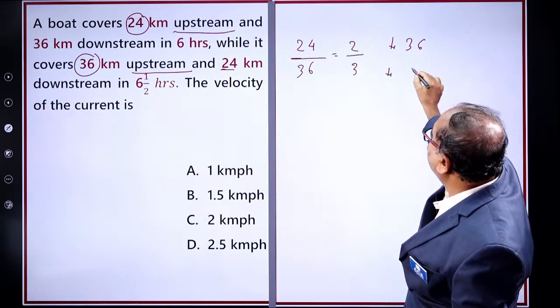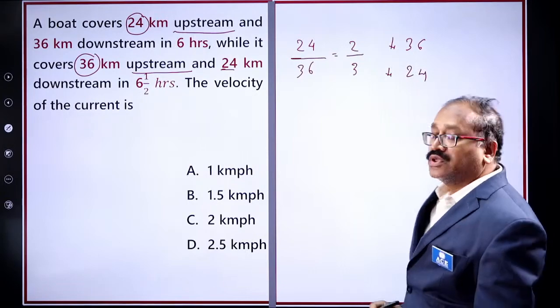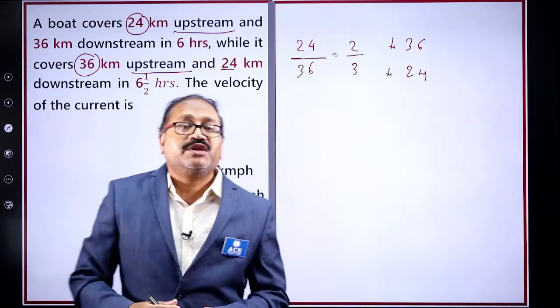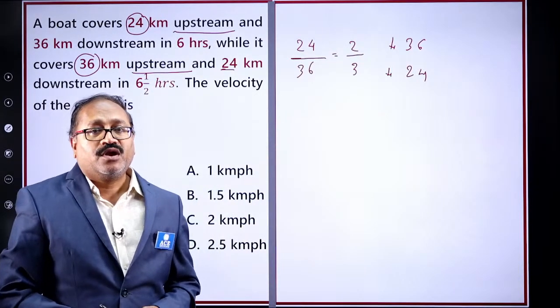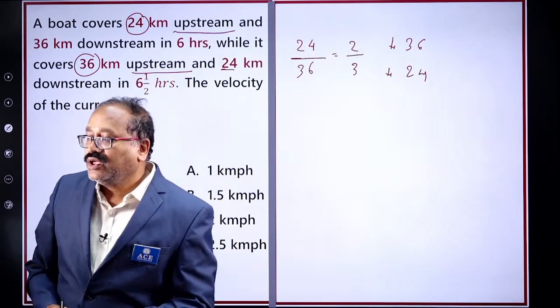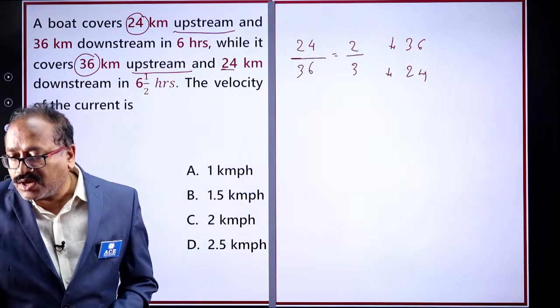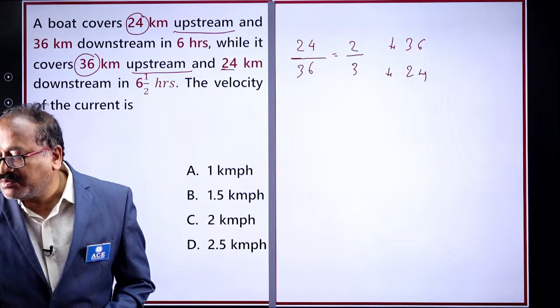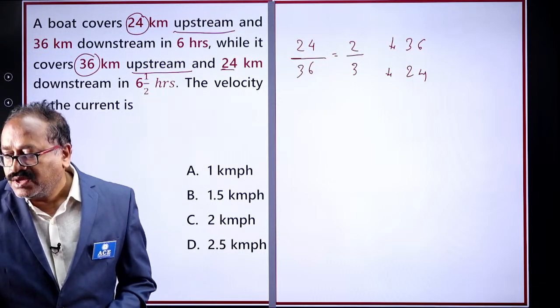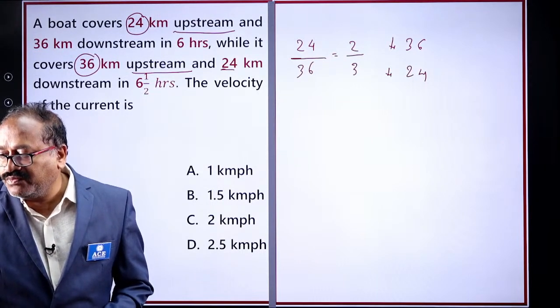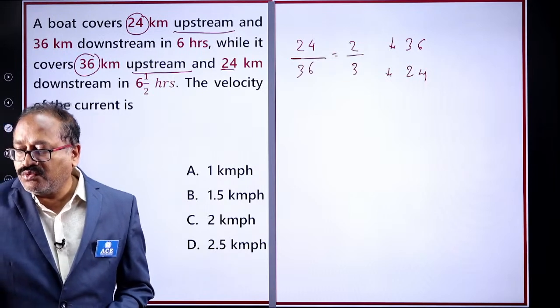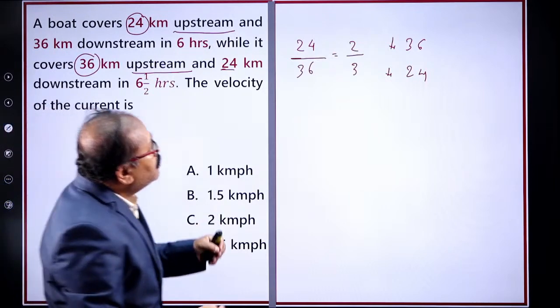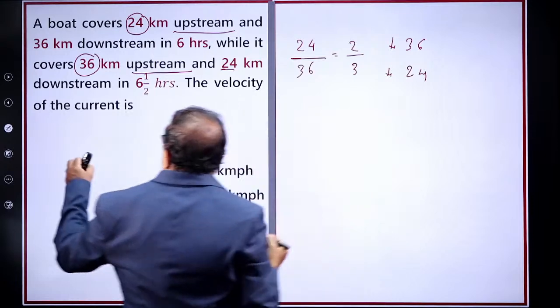Downstream distance, 24 km. Using this data, we will get the downstream. How do we get the downstream over here? I can see that 3 km per hour is the previous question. Yes, my friends, it is a previous question. So now what I will do is multiply these two. Cross multiplication.